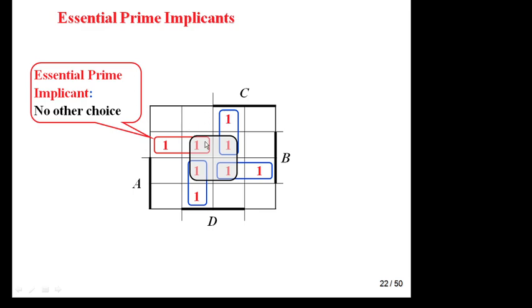Now how will you define which prime implicant is an essential prime implicant or not? In an essential prime implicant, there must be at least one minterm which is not involved in any other group. This is an essential prime implicant, EPI, because this one is not included in any other group.